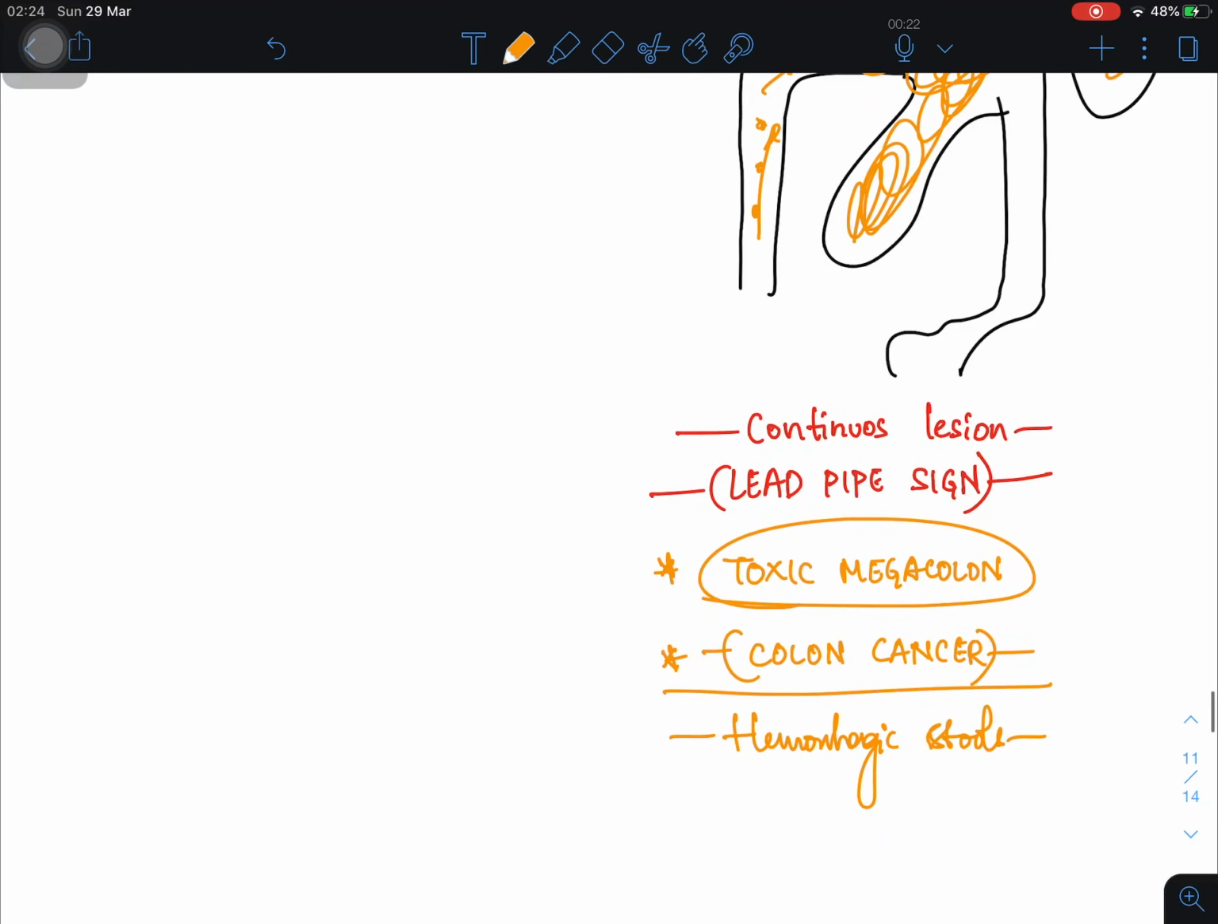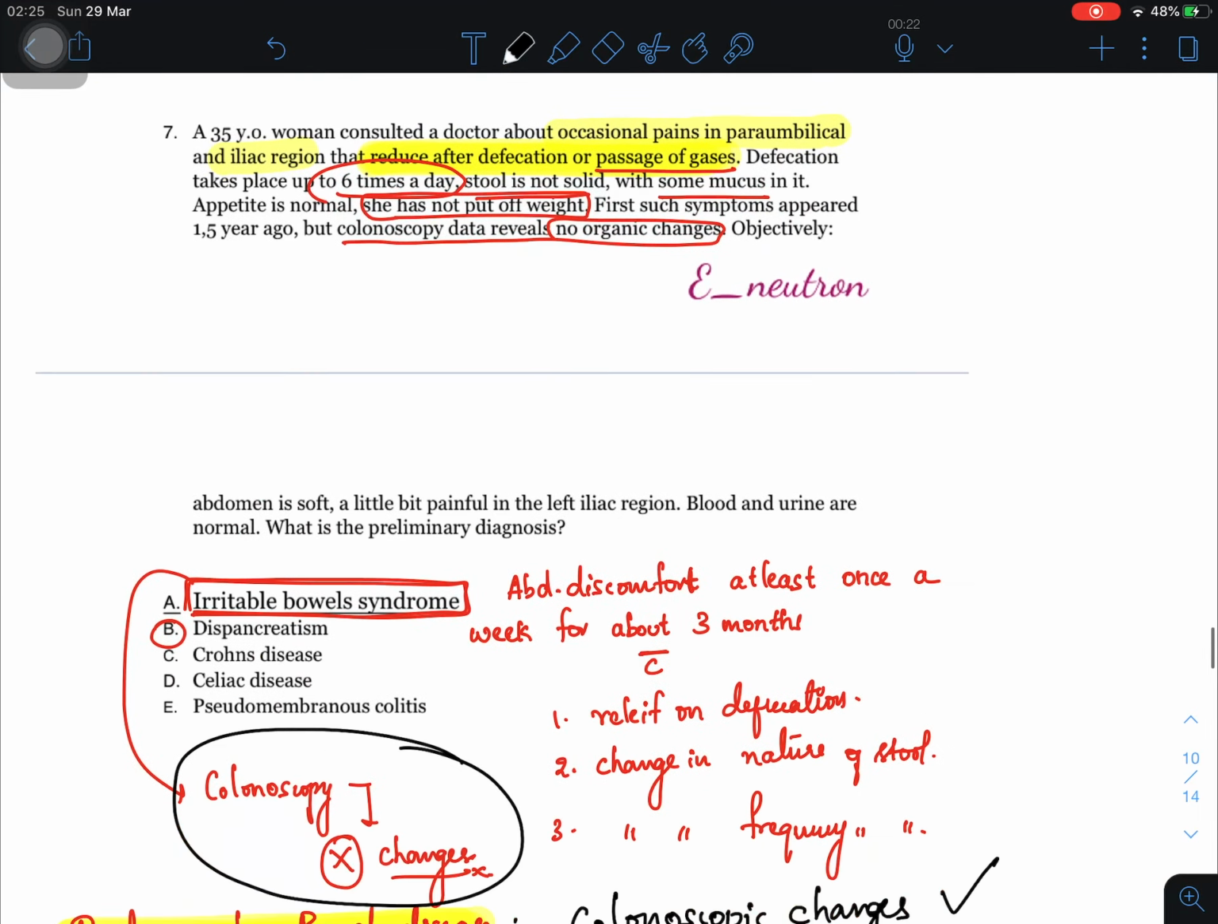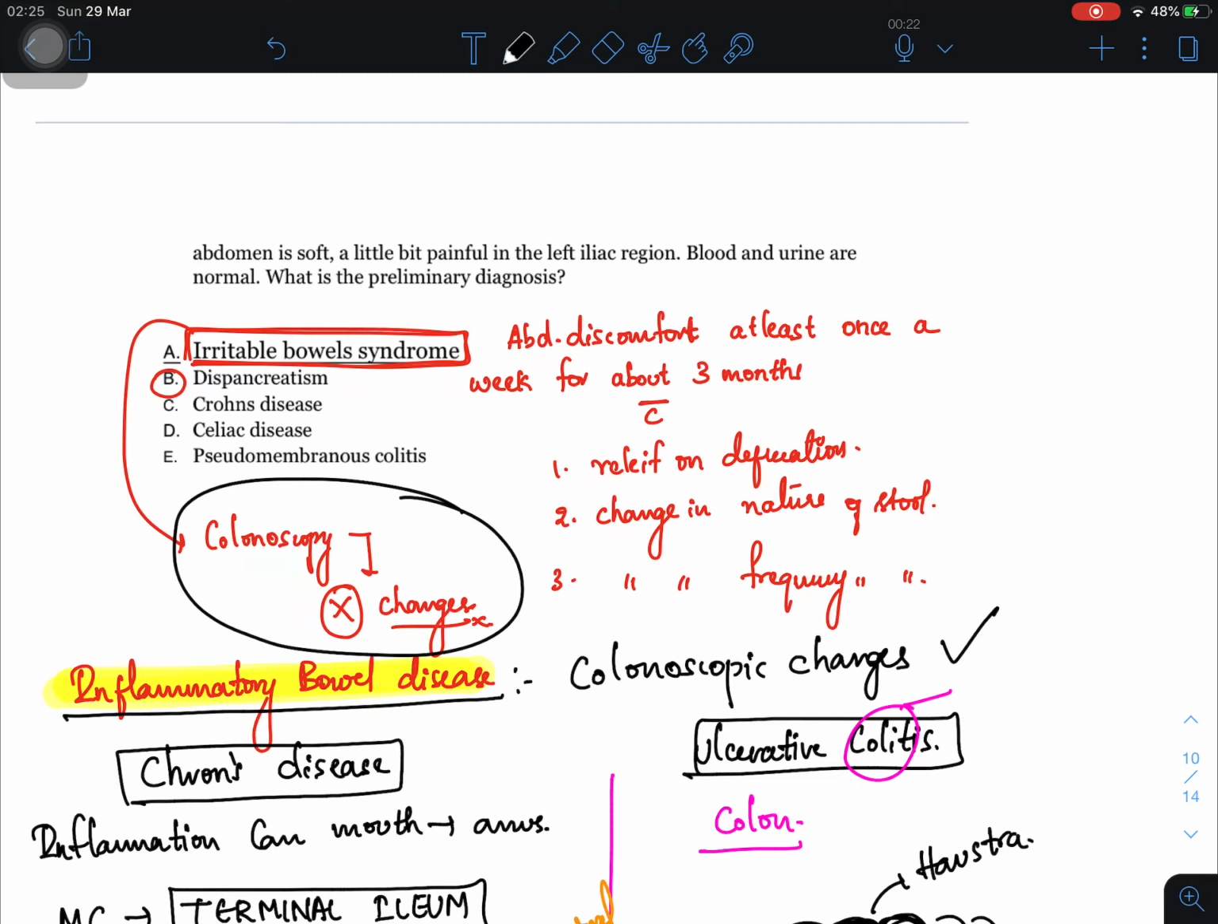Now what is the treatment you give for both of them? For both of them, the same treatment is 5-aminosalicylic acid, 5-ASA, for example sulfasalazine. Second line, you give corticosteroid to the patient, and third, you give iron supplementation. These are the important things which you give. So now I hope you understood why the option is not C, why the option is not E.